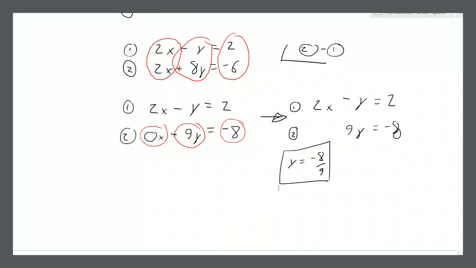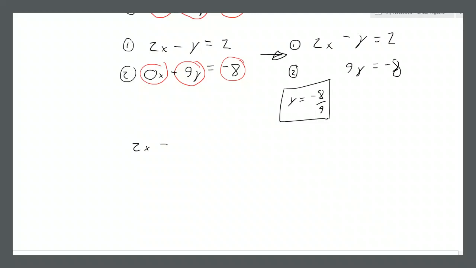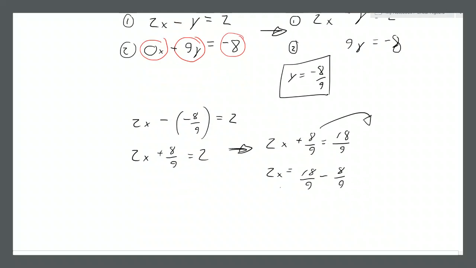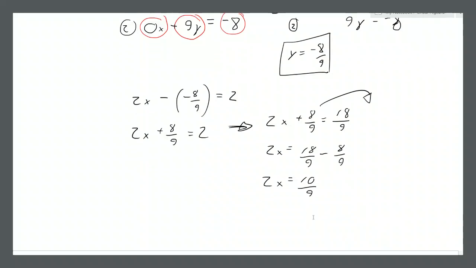Okay, and then if we want, we can plug that into equation 1, right? So we have 2x minus negative 8 over 9 equals 2. Let's simplify that. 2x plus 8 over 9 equals 2. Let's give a common denominator everywhere, right? So 2x plus 8 over 9 equals 18 over 9. 2x equals 18 over 9 minus 8 over 9, just moving that constant to the other side there. So 2x equals 10 over 9, which gives us x equals 5 over 9.